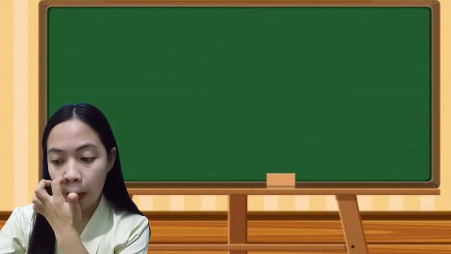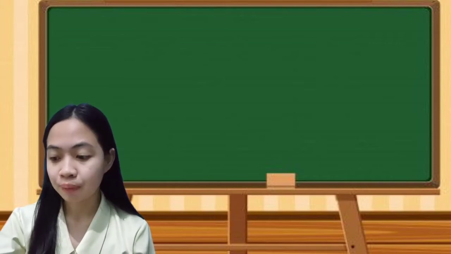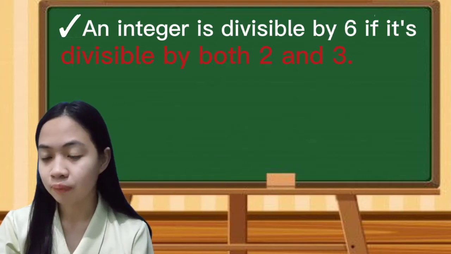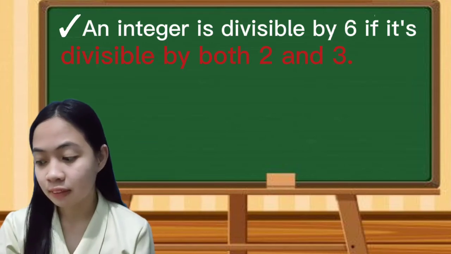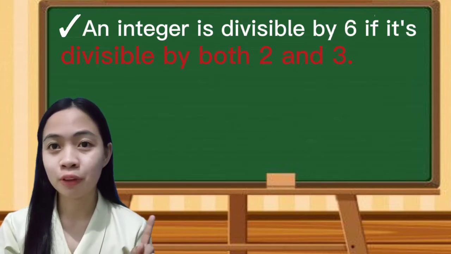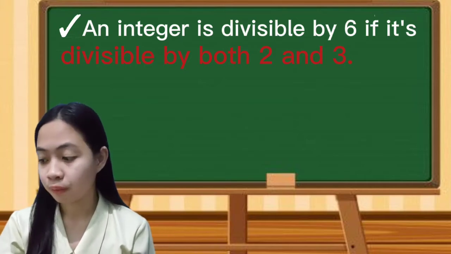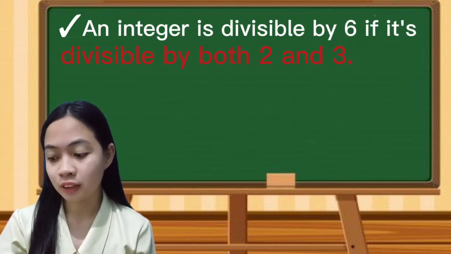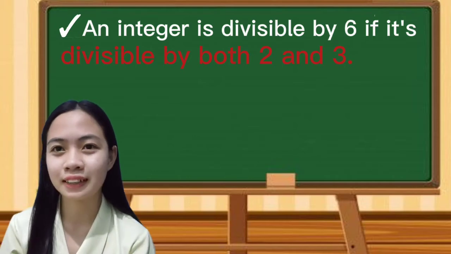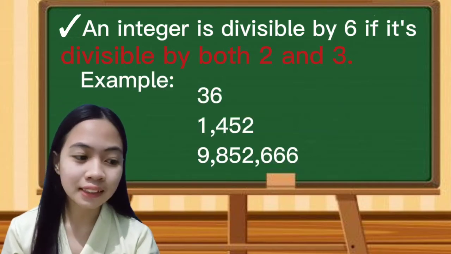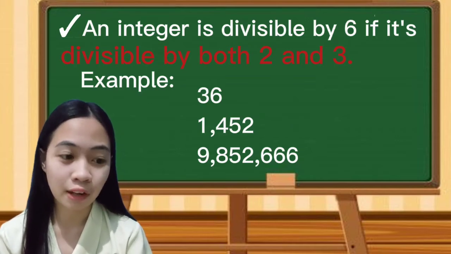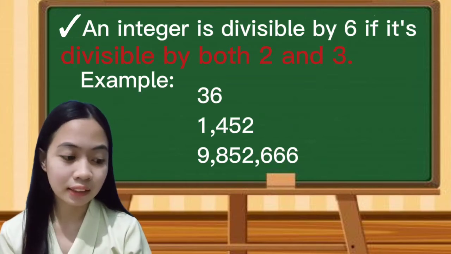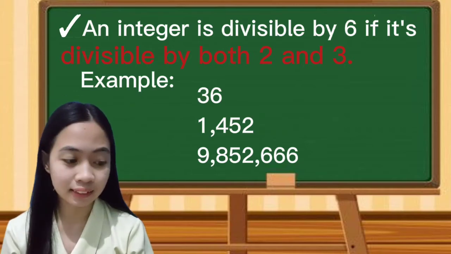So now is the divisibility rule of number 6. An integer is divisible by 6 if it's divisible by both 2 and 3. Earlier we discussed the divisibility rules of number 2 and number 3. Number 2, if it is even or 0. And number 3, if the sum of the digits is divisible by 3. Let me give you an example. 36. The last digit is 6, and 6 is an even number. And 3 plus 6 is equal to 9, and 9 is divisible by 3. So 36 is divisible by 6.